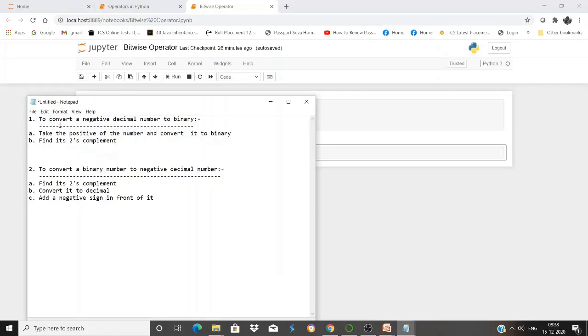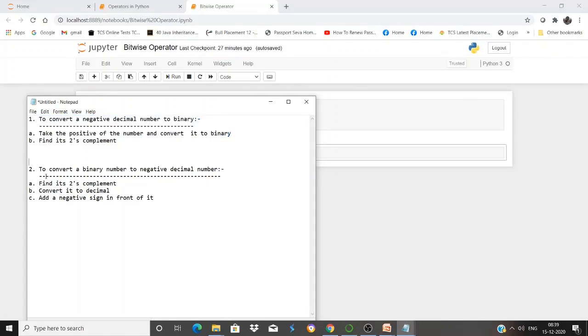First, to convert a negative decimal number to binary, these are the steps you have to follow. You have to ignore the sign, that is, take the positive of the number, convert it to binary, and then find the two's complement of that binary representation. So suppose the number is minus 13, then you first find the binary representation of 13 and then find the two's complement of that binary representation, and that will give you the binary representation of minus 13.